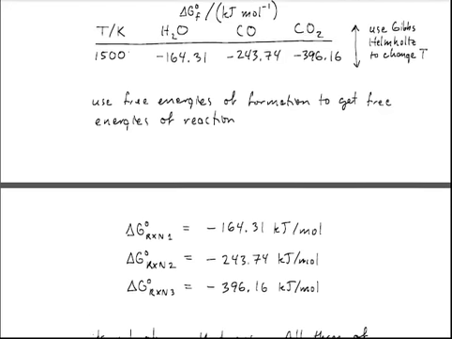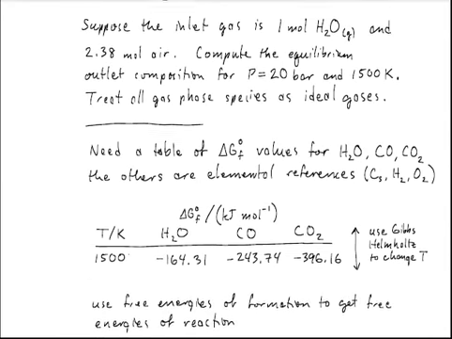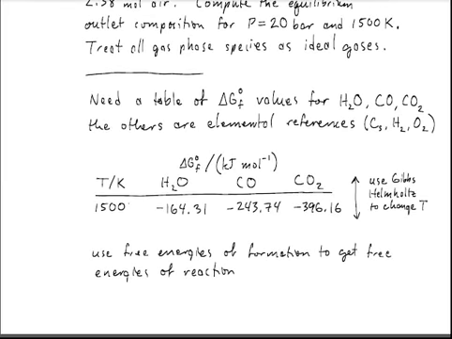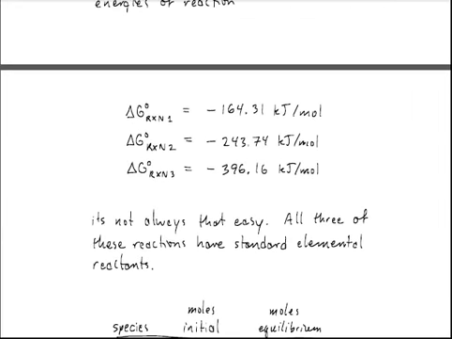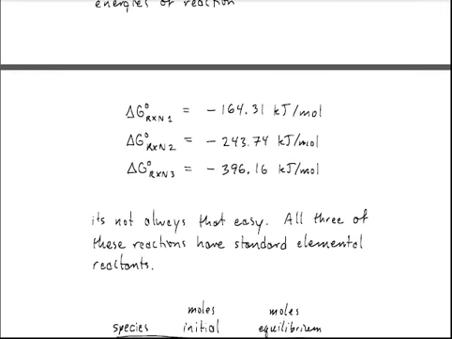So now what we're going to do is we're going to use the free energies of formation to get free energies for each of these reactions. So the first reaction has a Gibbs free energy of minus 164. The second reaction has a Gibbs free energy of minus 243. And the third reaction has a Gibbs free energy of minus 396. Okay, so this is remarkably easy in this case because on the left-hand side you'll notice that you always had the standard elemental states of each of these elements, hydrogen, oxygen, and carbon. Okay, so it was a bit of an unusual example, but you can go through and do that algebra. It's all stuff that you learned in thermal.